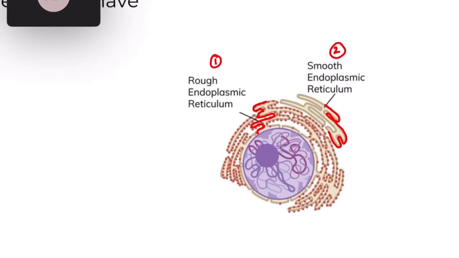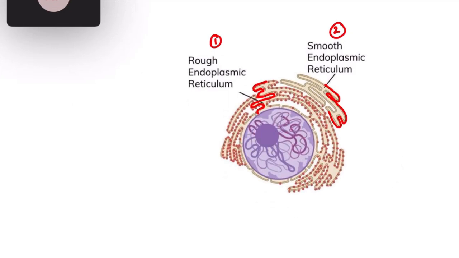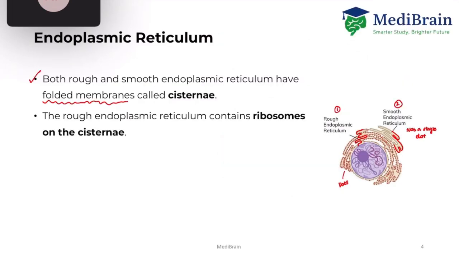Now, as you can see over here, the rough endoplasmic reticulum has these dots on it. And the smooth endoplasmic reticulum has no dots present. As you can see, the surface is clean, whereas on the rough endoplasmic reticulum, we've got dots present. And that's the key differentiator.